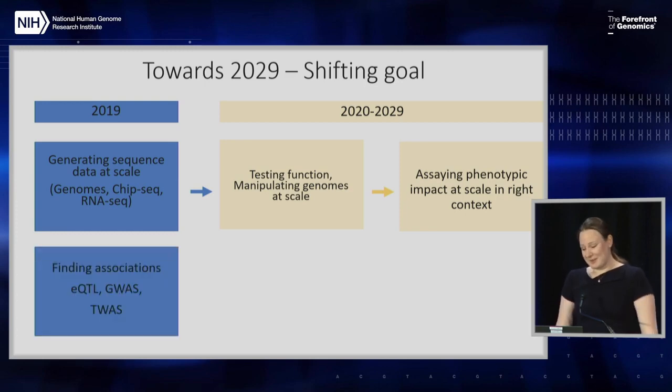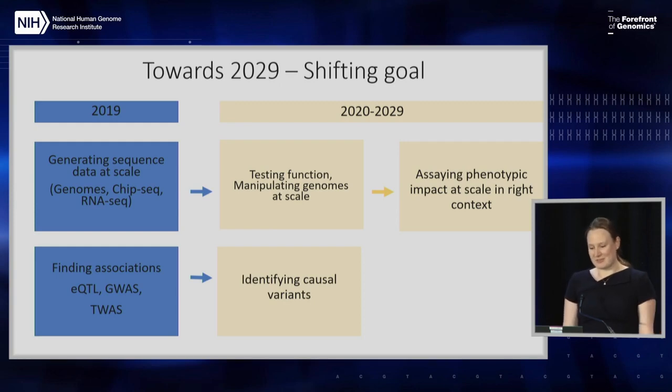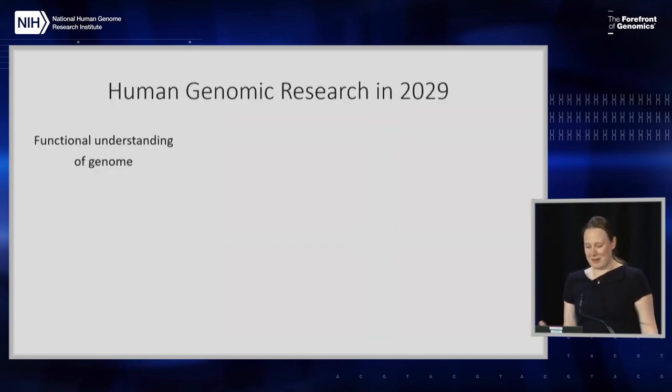And then at the moment, in 2019, we're finding associations using a variety of methods. We need to get to identifying causal variants. I think we need to use the functional approaches again to do this, and once we can identify causal variants, we can really get to actionable therapeutics. And so in terms of implementing this plan, what are the specifics of what I predict for 2029? So I've tried to come up with 3 predictions.